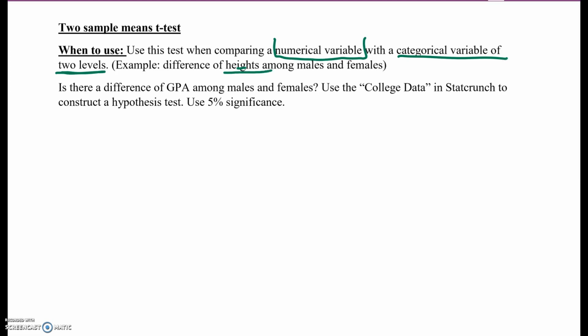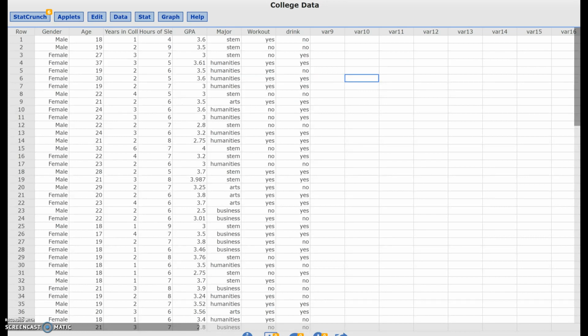So heights amongst males and females, who tends to be taller, males or females? Heights here will be the numerical variable. Males and females, there are two levels, and that's the categorical variable. So using our data set, is there a difference between GPA amongst males and females? Let's go to our data set.